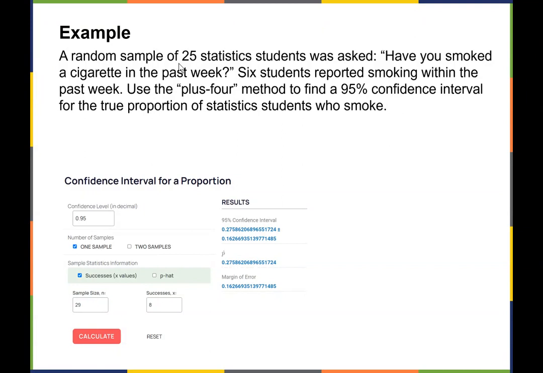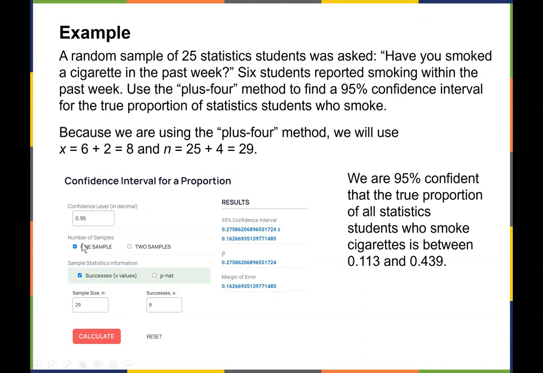A random sample of 25 statistics students were asked, have you smoked a cigarette in the past week? 6 students reported smoking within the past week. We're going to use the +4 method to find a 95% confidence interval for the true proportion of statistics students who smoke. So in this example, our confidence level is 95%.